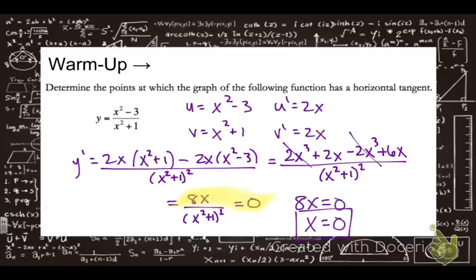I know it's not a point. If I wanted to figure it out, I could plug it back in again. If I plug in 0 to the function, I get 0 squared minus 3 over 0 squared plus 1. So that would be negative 3 over 1, which is just negative 3. So the point is actually at 0 comma negative 3. But the x value is more my concern.